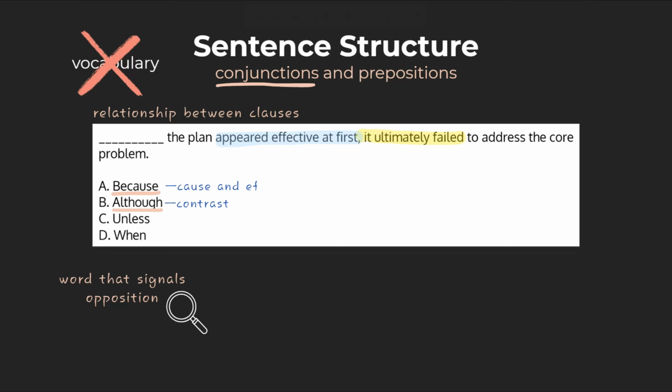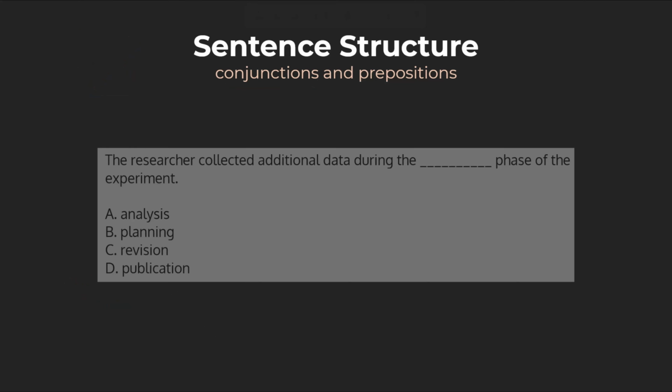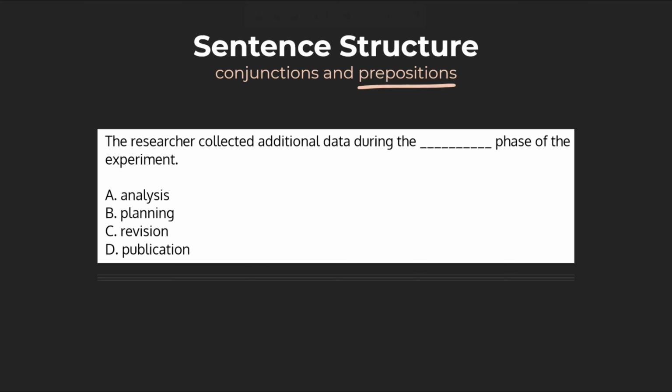Because sets up a cause and effect relationship, which doesn't fit here. Unless introduces a condition, which the sentence isn't expressing. When describes timing, not contrast, and the sentence isn't talking about when the plan failed. It's comparing expectation with outcome. Paying attention to conjunctions like this can quickly narrow down your options before you even look closely at the rest of the sentence. Let's take a look at another example, this time where the preposition shapes the relationship.